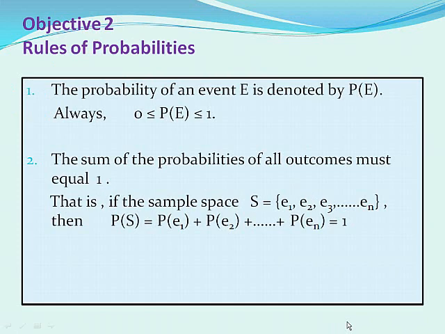Rules of probabilities. The probability of an event E is denoted by P of E. P of E is always between 0 and 1, including 0 and 1. The sum of the probabilities of all outcomes must equal 1. So that means if we add the probabilities of all the outcomes of the sample space, then we will get the total equal to 1.